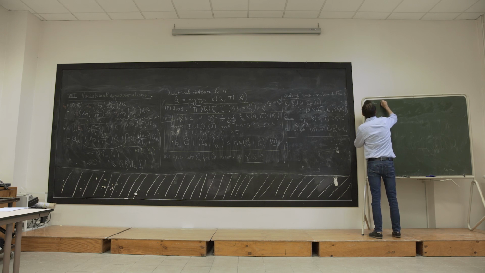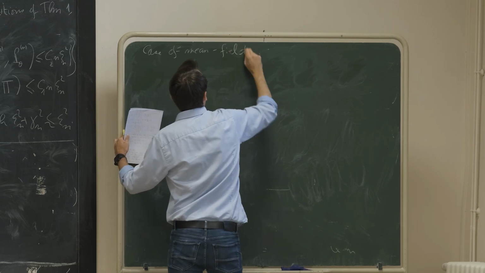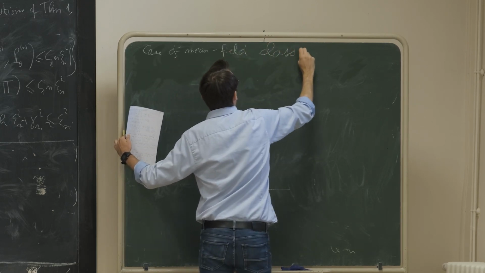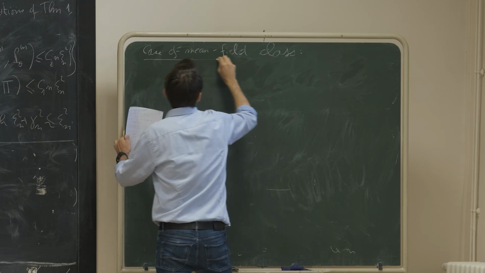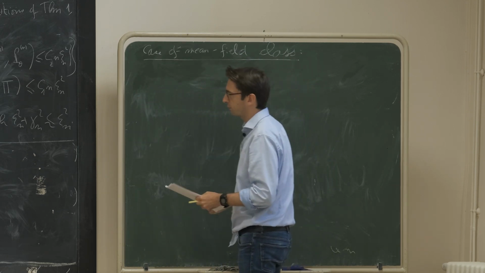So, the case of the mean field class. Let's look a little at what happens there, and then I'll turn to some ideas of the sketch of proof of theorem 1.